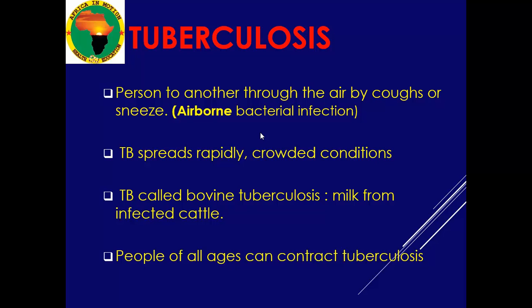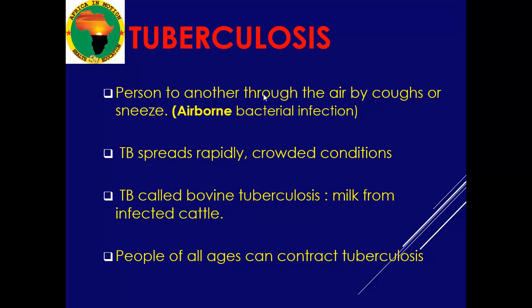People who are in crowded conditions, a crowded area, in a small house, and there is one having TB, they cough, sneeze, and give everyone TB. It's very simple. That's how it goes. Another way of transmitting TB is when you consume milk from an animal that is infected. That's one, you call it TB bovine, from animals.